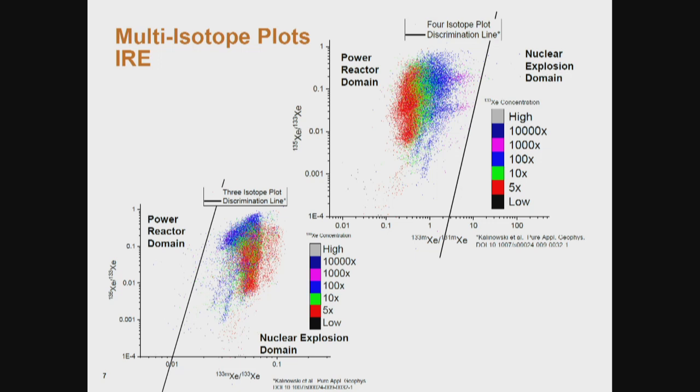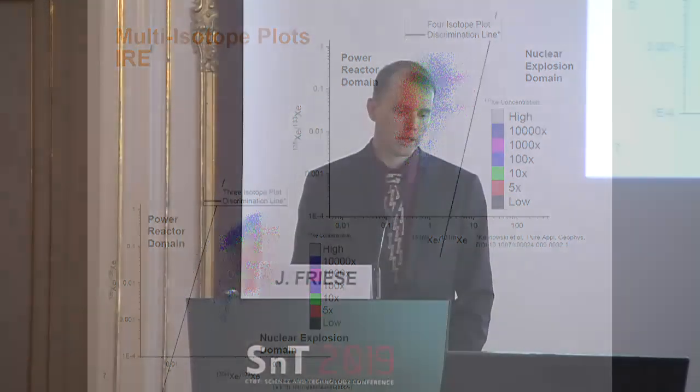But you see a clear gradient in terms of 133m to 131m with xenon-133. You see a nice color gradient as you go across. So this is, like I said, about 24,000 15-minute data points collected from January 2018 to April of 2019. So this is what we see at IRE.